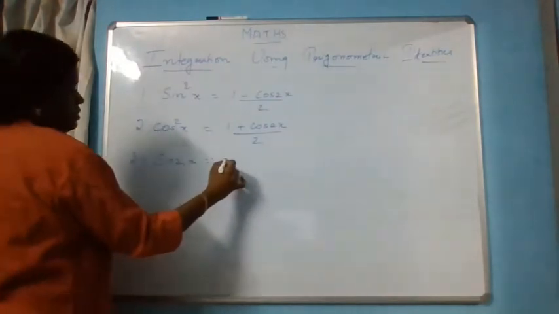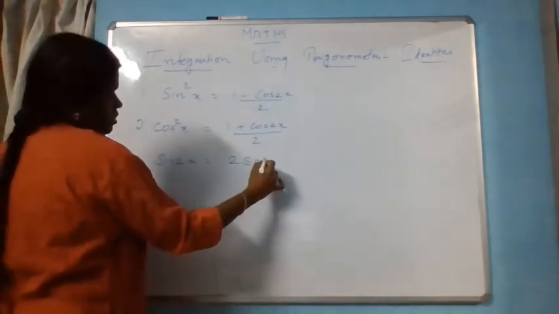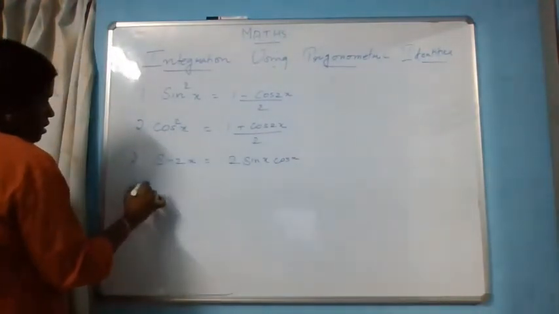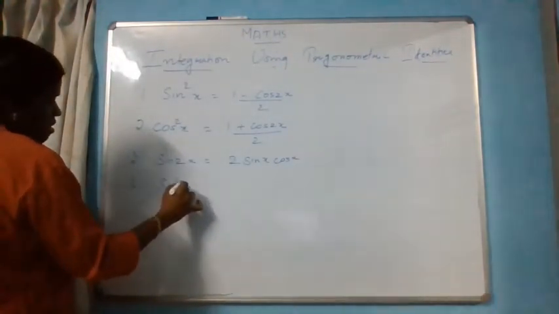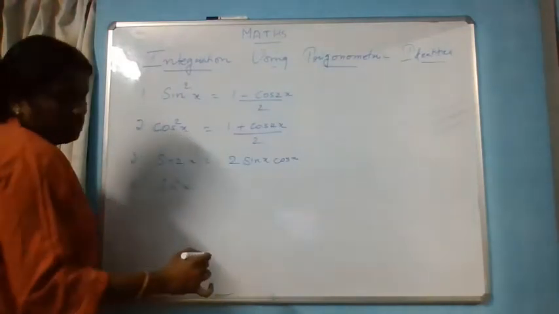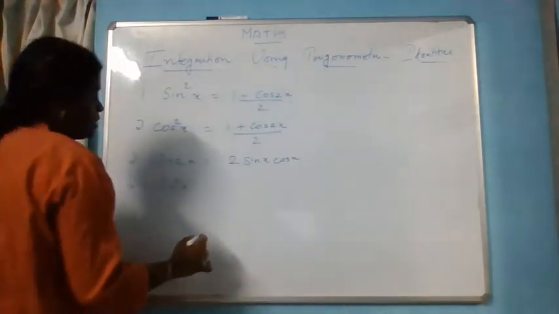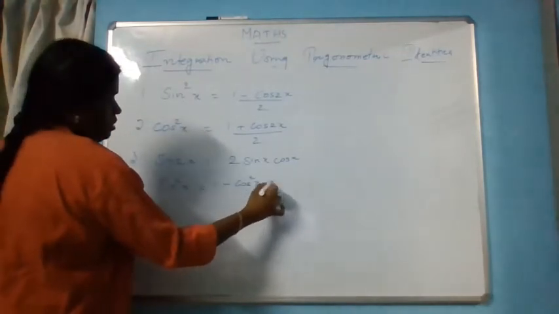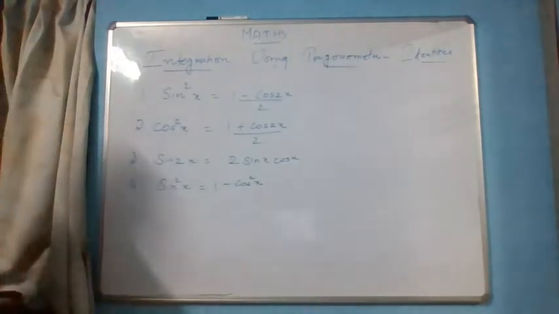Sin 2x is 2 sin x cos x. Sin squared x plus cos squared x is 1, which means sin squared x can be written as 1 minus cos squared x. Okay.